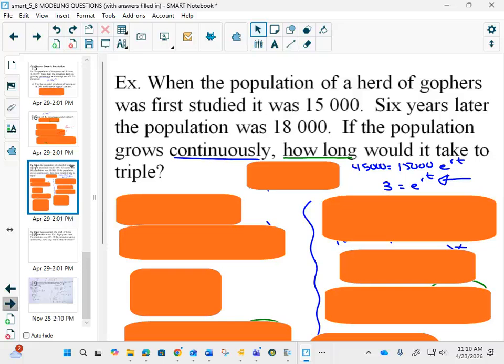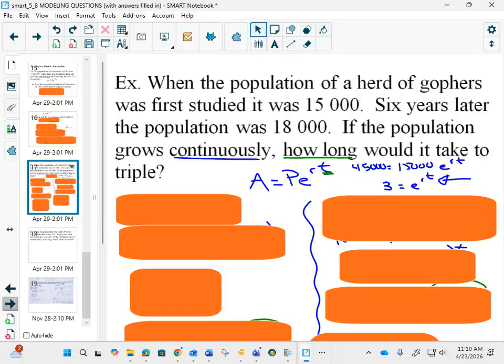These are the hardest questions that you will get. Well, one of the harder ones. There's a couple of hard ones to get. This is one of the harder questions that you will get. The population of a herd of gophers when first studied was 15,000. 6 years later, the population is 18,000. How long will it take to triple?